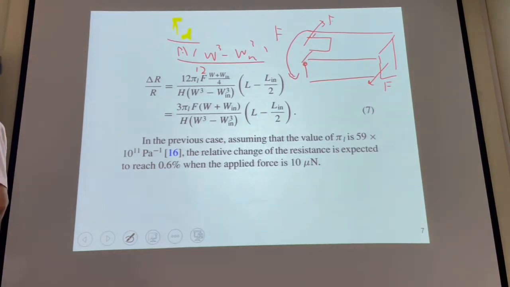Total force is zero. And total moment, we have one moment, F times L, going this way. So we need to have a moment going this way to balance this external moment. So this is F.